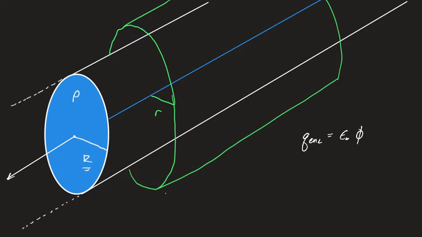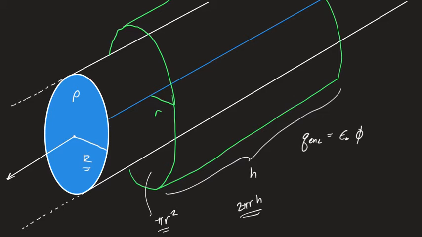I'm going to define the size of my cylinder to have a height of h. And this side is going to have an area of pi r squared. That all okay so far? And that means the external area of the cylinder is going to be 2 pi r h. All those things okay so far?